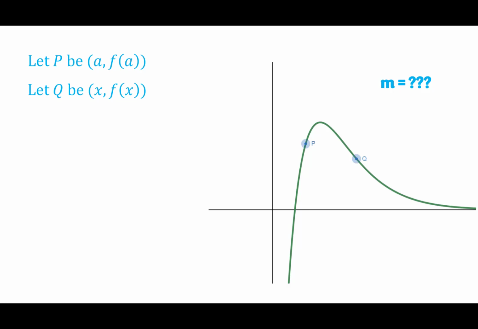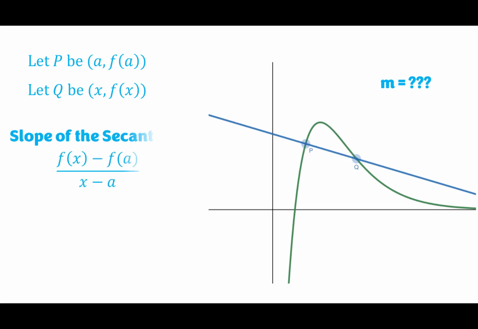Now we'll connect the points P and Q with the secant line, and we can write down what the slope of the secant line is, because we've clarified what the points P and Q are in terms of their coordinates. So rise over run gives the slope of the secant line to be this: f of x minus f of a, all divided by x minus a. It's the rise over the run of the secant line.